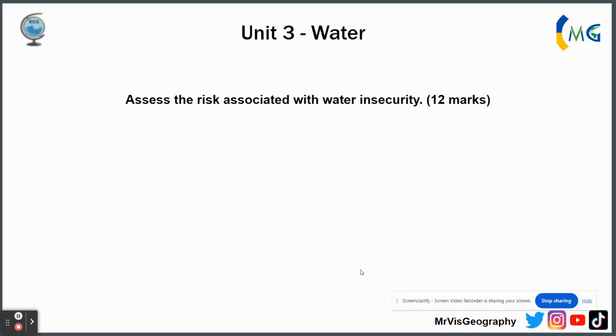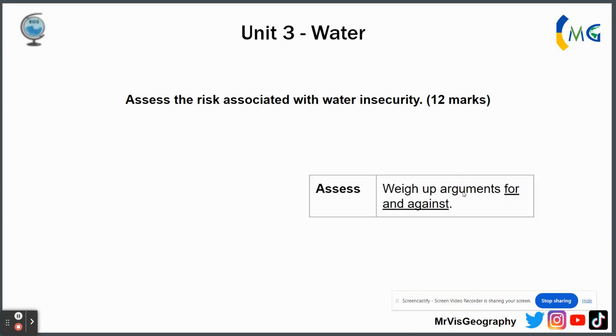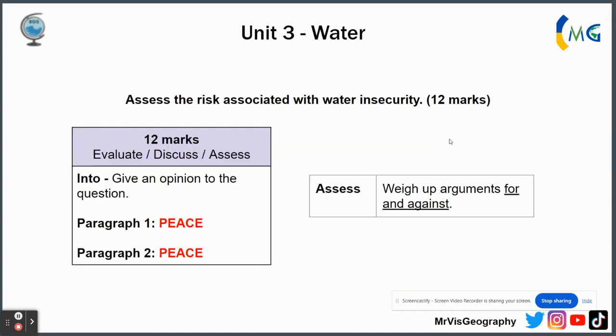So the next question was: assess the risks associated with water insecurity, a 12-mark question. You had to tell me what risks were caused by water insecurity, not what risks create water insecurity. The first thing about "assess" is that you have to weigh arguments for and against.